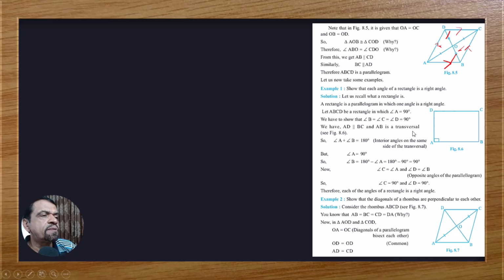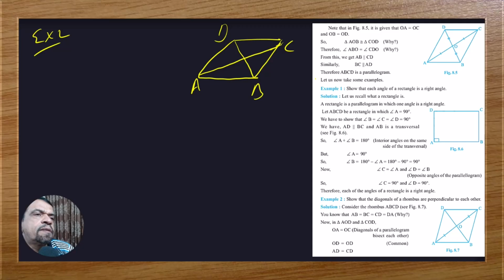First example is very easy. Second example is very important. Example 2 says, show that the diagonals of a rhombus are perpendicular to each other. ABCD is a rhombus. We have to prove that the diagonals are perpendicular to each other. See, we will take these two triangles, very easy. This OD is common between the two triangles, and diagonals bisect each other, so this part is equal to this part, and all sides of the rhombus are equal.